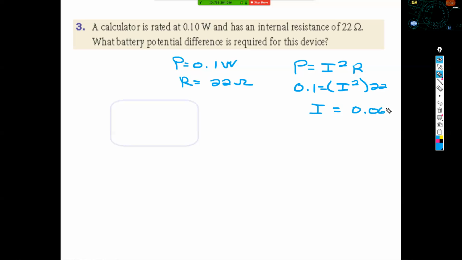0.067 amps. Now to get to your voltage, you have I and R. So Ohm's law, 0.067 times your 22, and you get 1.5 volts. And any of your cylindrical batteries, your AA, AAA, those are all 1.5 volts.